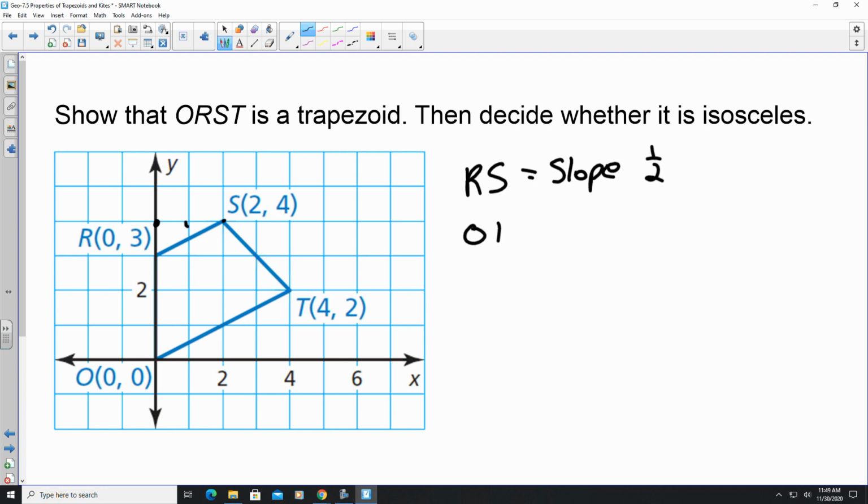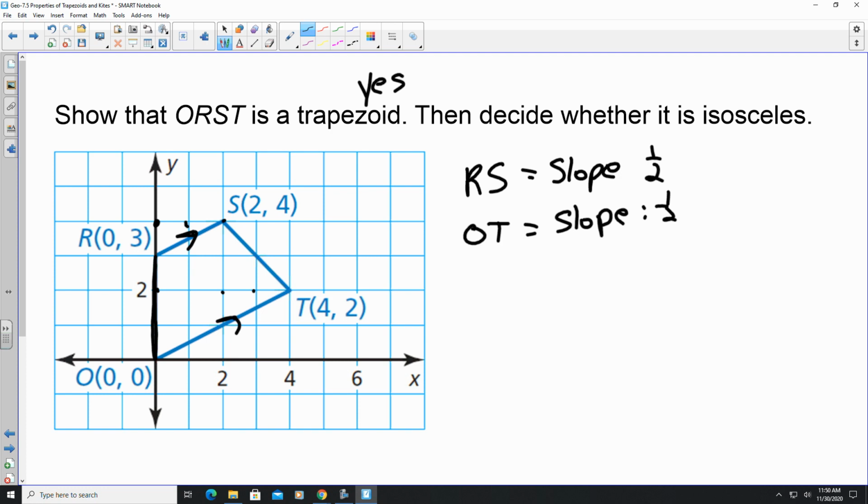Here I'm looking at OT, looking at the slope of this one. It looks like it goes up 1, 2, 1, 2, 3, 4, and so I have 1/2. So I would say that RS is parallel to OT. Looking at the slope of RO, it's undefined, and ST looks like it's -1. So we do have one set of parallel lines. So I would say yes, this is in fact a trapezoid.